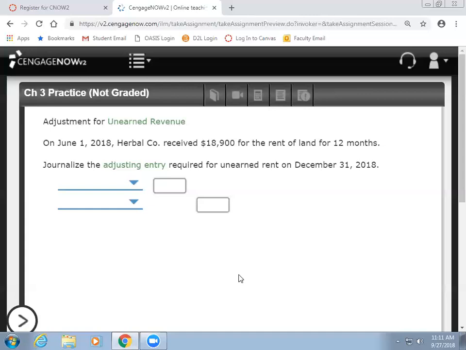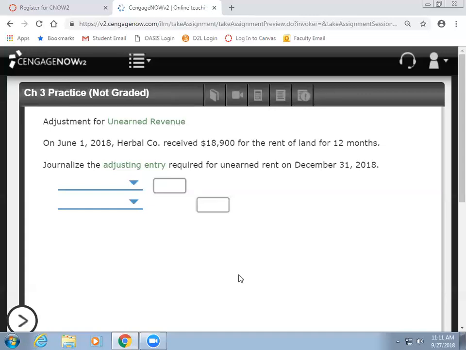So that's what we're looking at here. They paid us up front for 12 months. So we need to calculate how many months have we actually provided them, because we know that becomes earned revenue, right? Because we've actually provided them 7 months worth of rent now. So those 7 months become earned revenues.